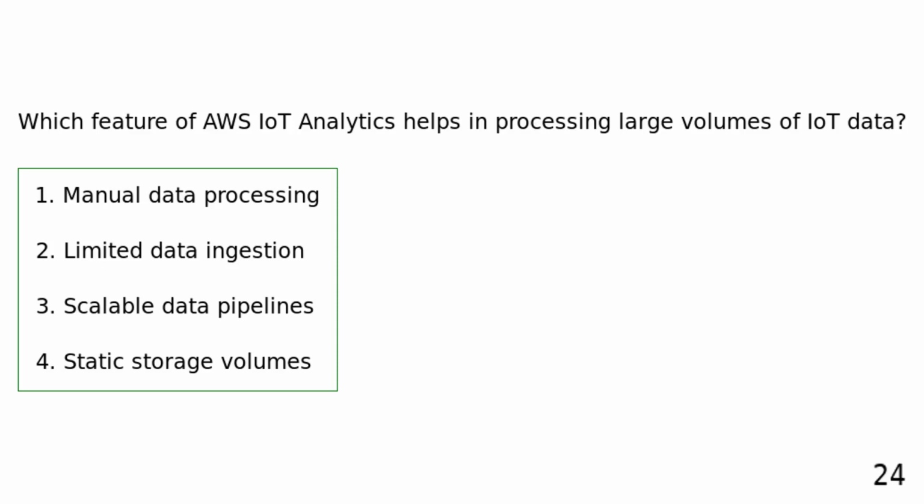Which feature of AWS IoT Analytics helps in processing large volumes of IoT data? Manual data processing. Limited data ingestion. Scalable data pipelines. Static storage volumes.